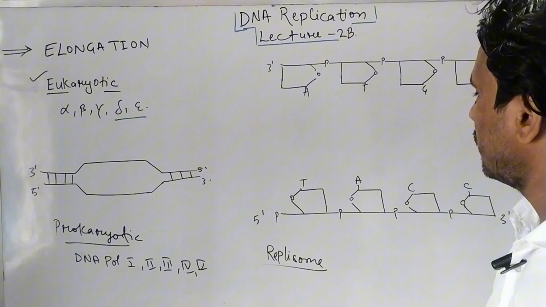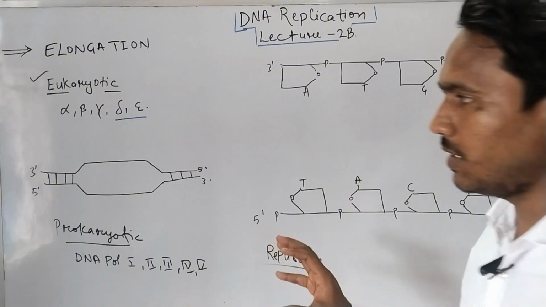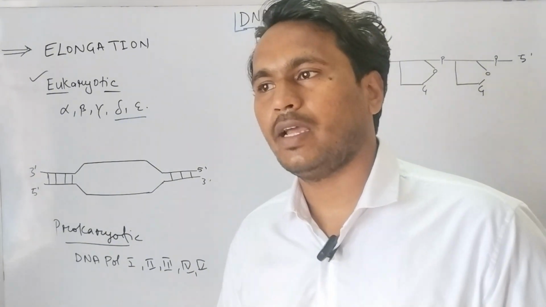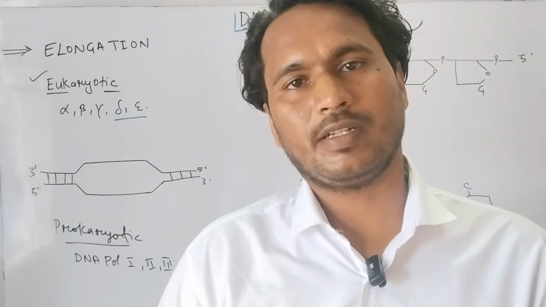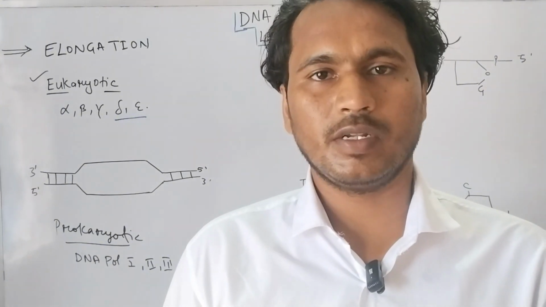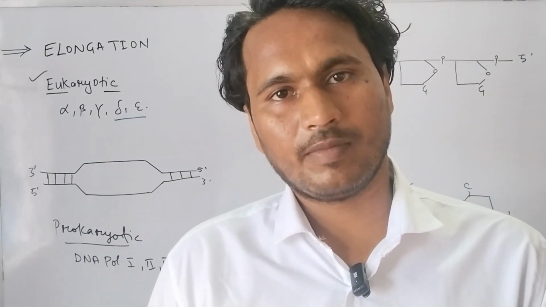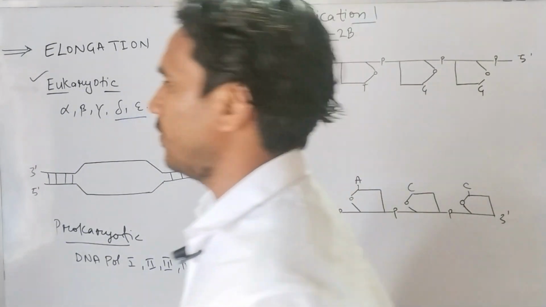Now, if you understand this priming, it will be very easy to understand the questions. Sometimes they will ask which type of polymerase activity DNA polymerase has, whether it is 5' to 3' or 3' to 5'. Why does the lagging strand have Okazaki fragments? Why is it not continuous? Why is it discontinuous? That is the concept we will understand.